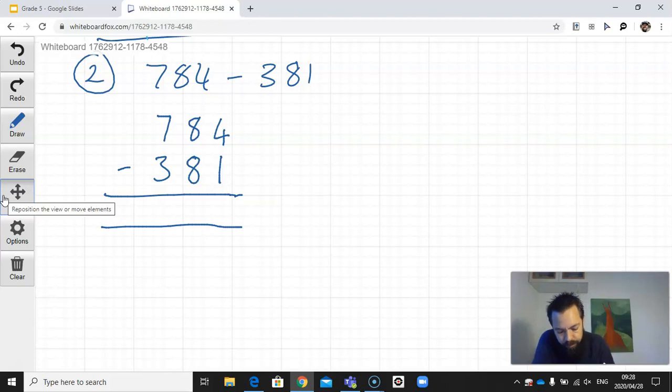Right, looking at our units first, 4 minus 1 is 3. 8 minus 8 is 0. Anything minus itself is 0. And 7 minus 3 is 4. 403, there's our answer.